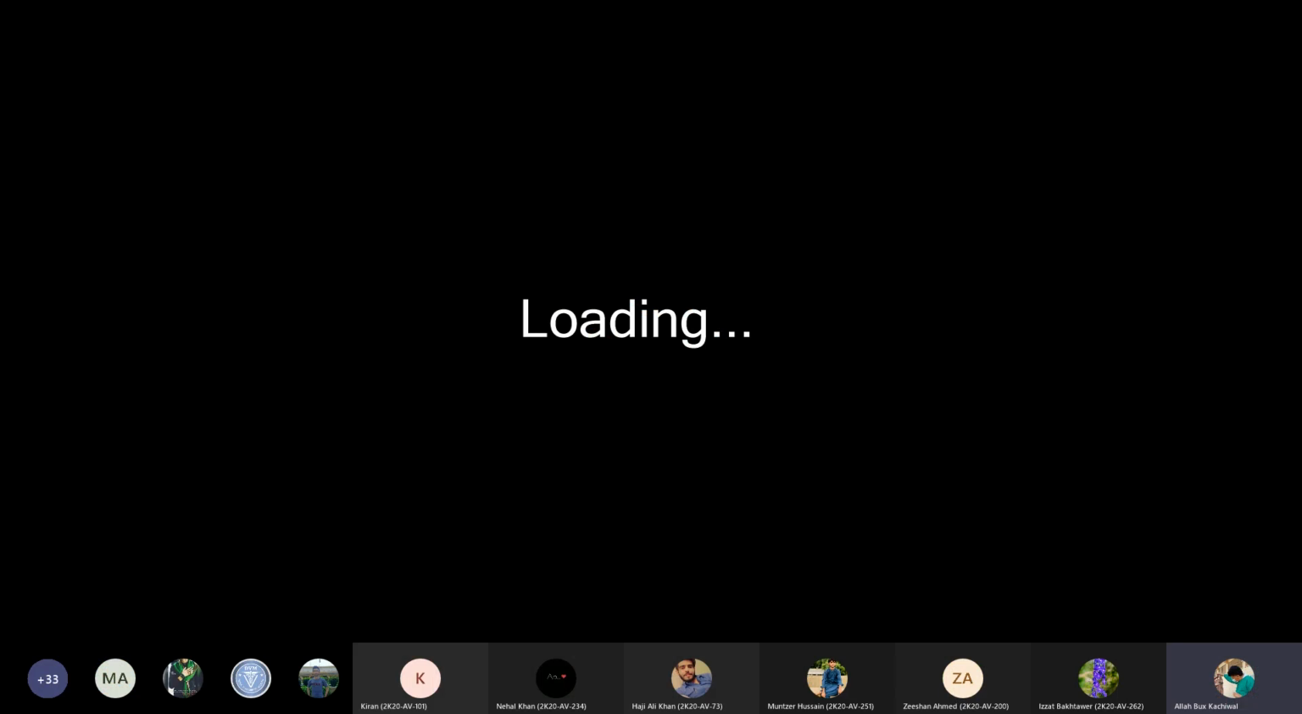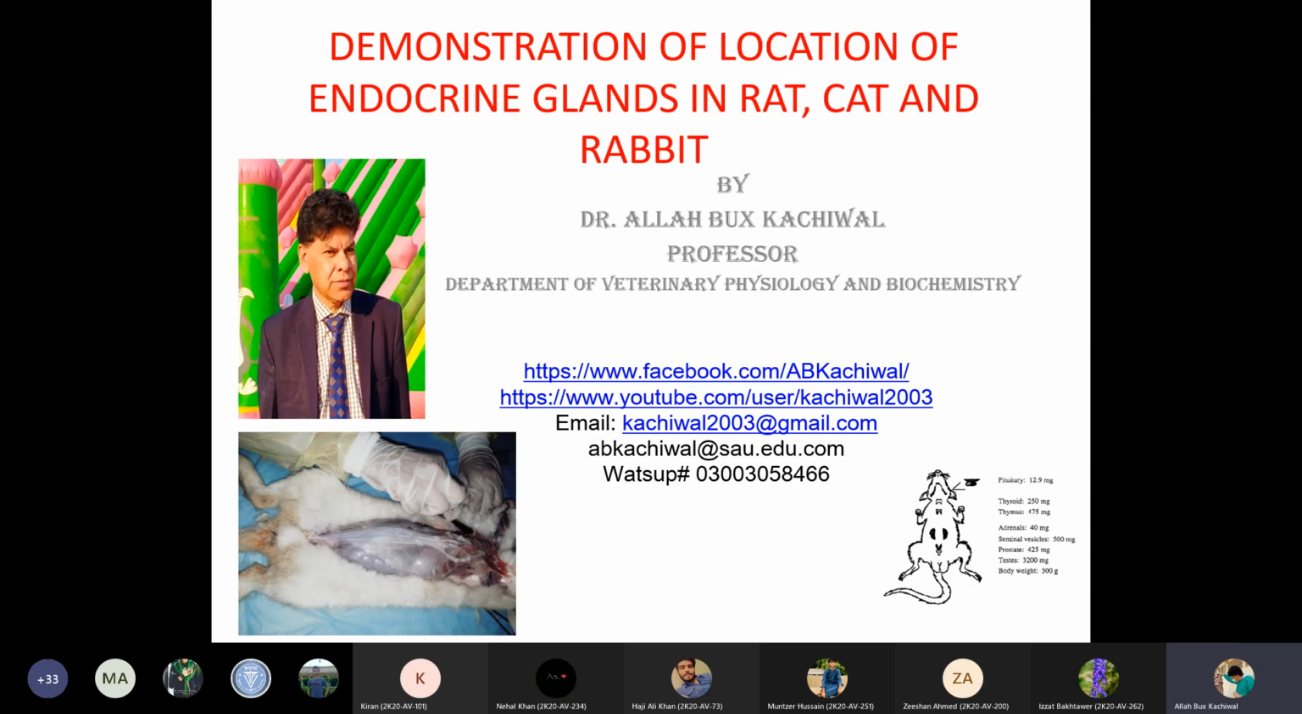Of endocrine glands in rat, cat, and rabbit. These are the three animals which we will use to see the different sizes of the endocrine glands, the location of the endocrine glands in these three animals, and then we will proceed to demonstrate that and apply it to large animals, especially when we visit the slaughterhouse.